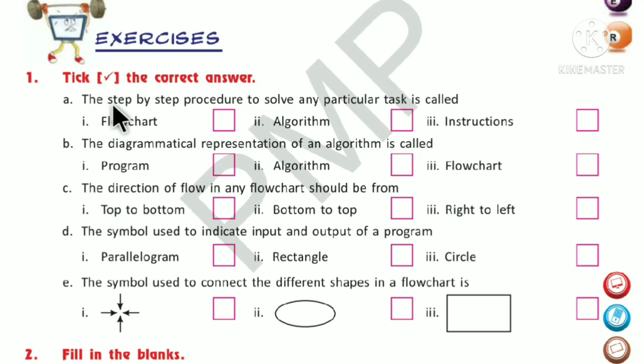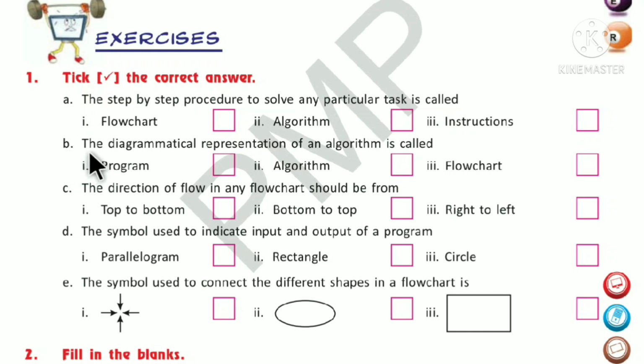A. The step-by-step procedure to solve any particular task is called flowchart, algorithm, instructions. Which is the correct answer? It is flowchart. Tick here.